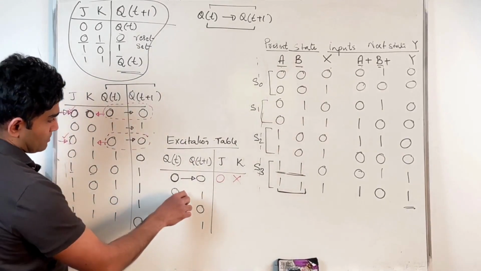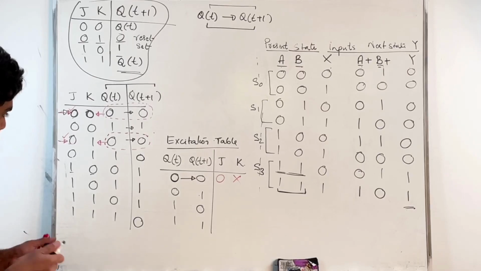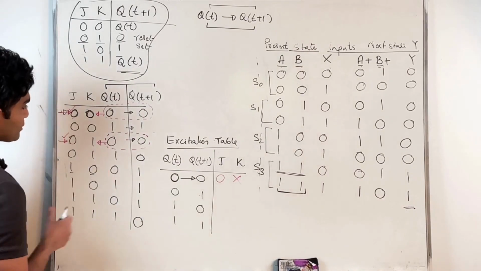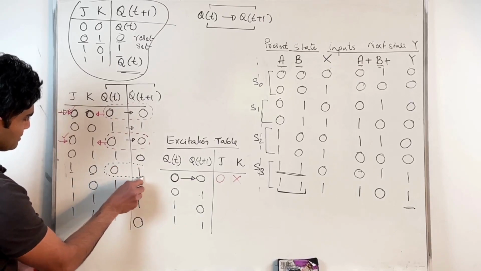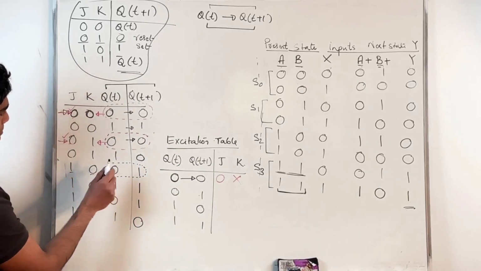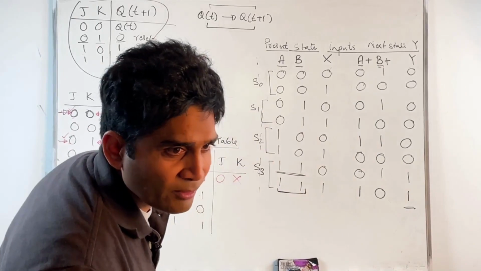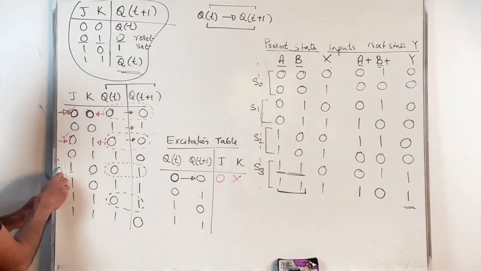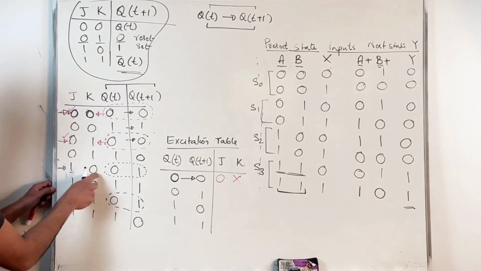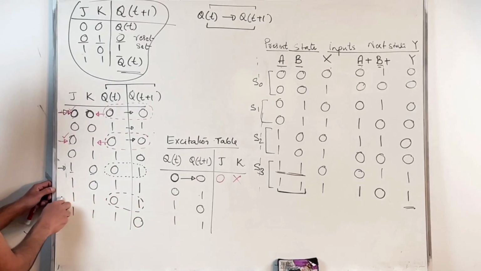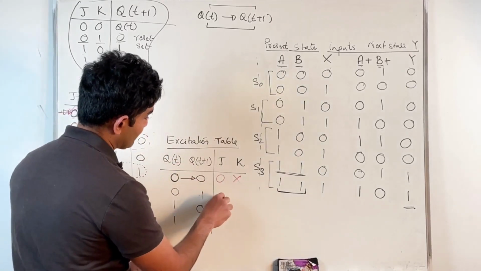Okay, now let's go to the next possibility, 0 to 1 transition. Again, I go back to this table. I will see that I have two possibilities for that, or two instances for that. 0 to 1, I have one instance here, and the other one here. Again, I do the same thing. So for this transition, one of the possibilities was J as 1, K as 0. The other possibility was J as 1, K as 1. So as long as J is 1, irrespective of K, I will get that transition.